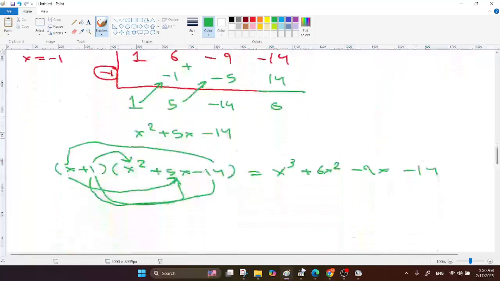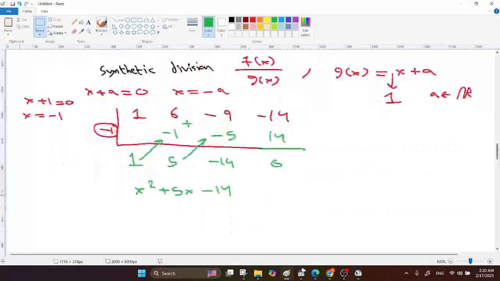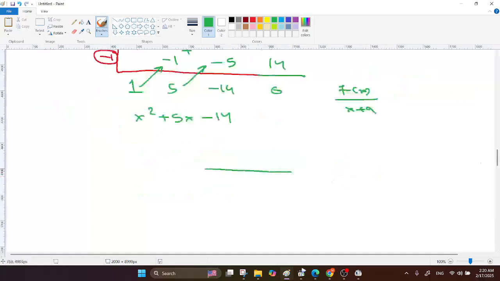Now we want to explain why this method works. Why does this method work? Just see the long division. See here, f of x over, let's write it, x plus a. Okay? I will show you now the long division, and why the coefficient of x must be 1. So put here x plus a.